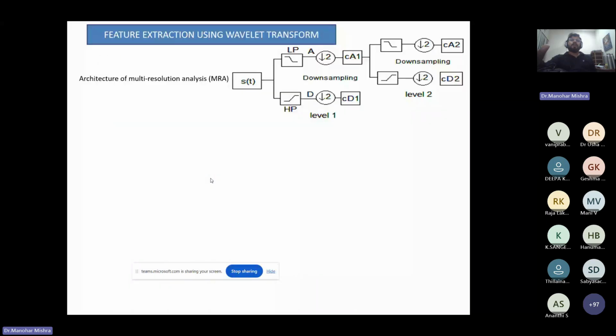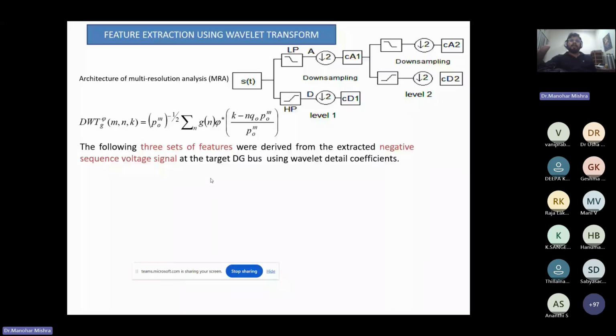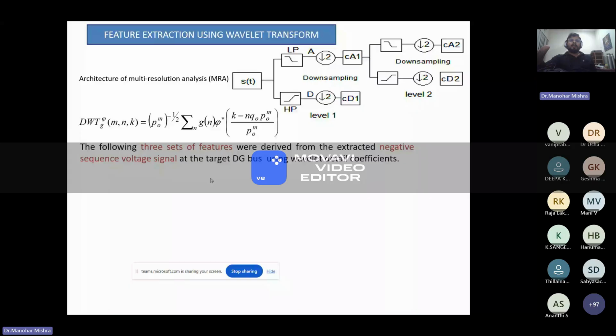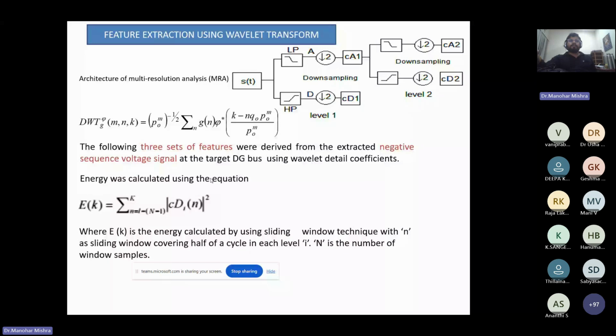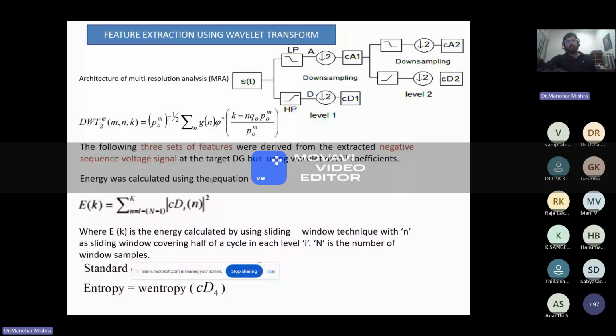coefficients. So here we put the DWT, and three sets of features are extracted: the energy, which we have calculated through the square of the detail coefficients, summation of all the detail coefficients, and the standard deviation, and the entropy that we have calculated. Entropy we have calculated only for the last, the fourth decomposition level.